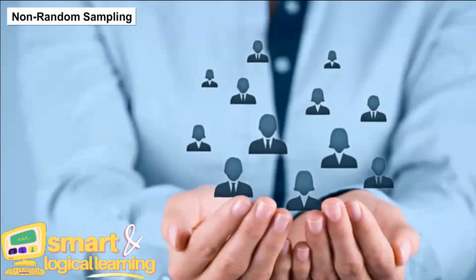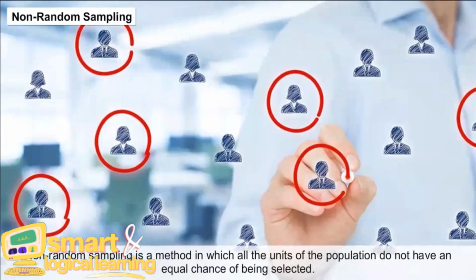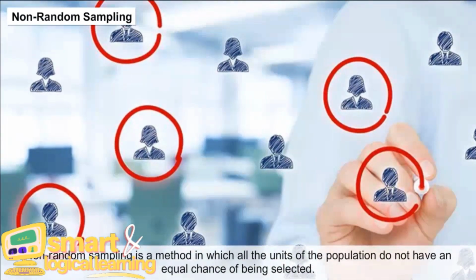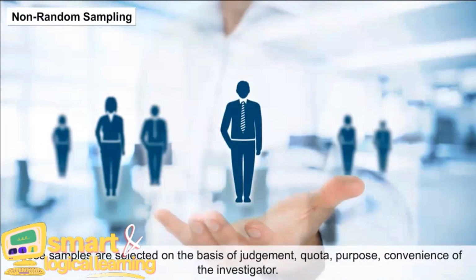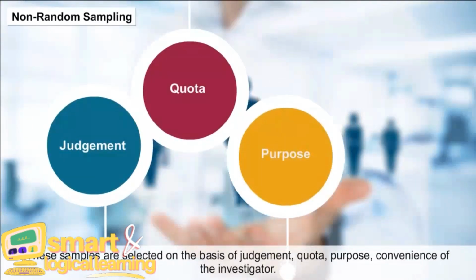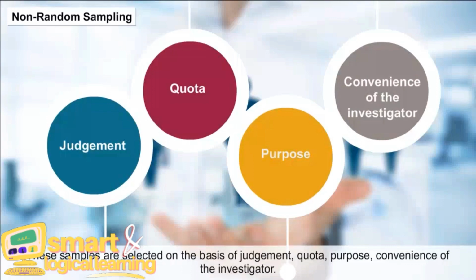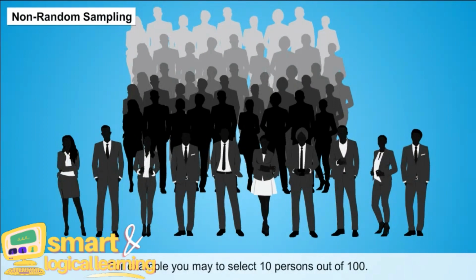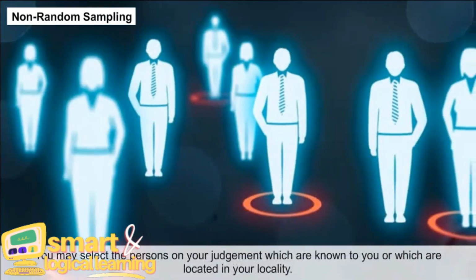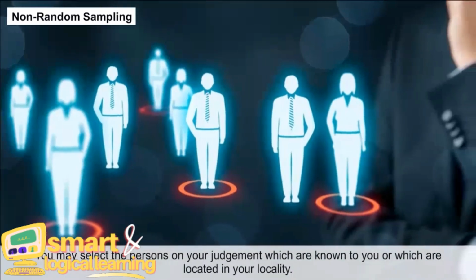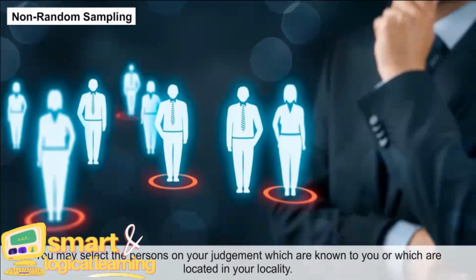Non-random sampling. Non-random sampling is a method in which all the units of the population do not have an equal chance of being selected. These samples are selected on the basis of judgment, quota, purpose, or convenience of the investigator. For example, you may want to select 10 persons out of 100. You may select the persons on your judgment, who are known to you or who are located in your locality.